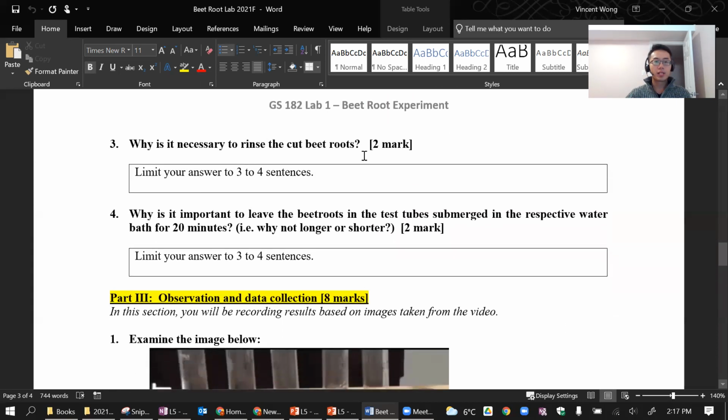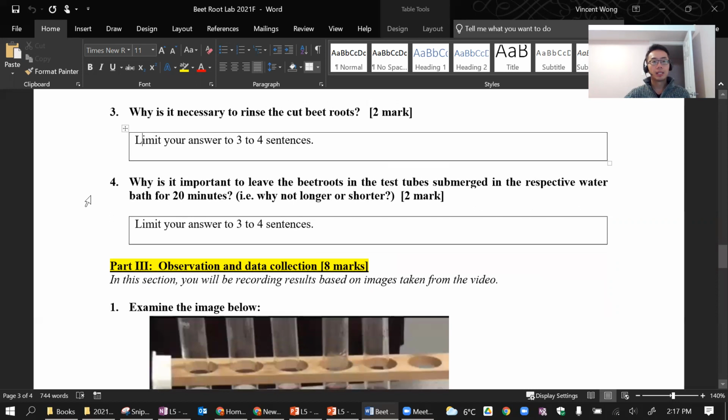Why is it necessary to rinse the cut beetroots? Almost everybody got this because when you cut them, you damage the cells. You want to rinse away the excess pigment that has been leaked out.